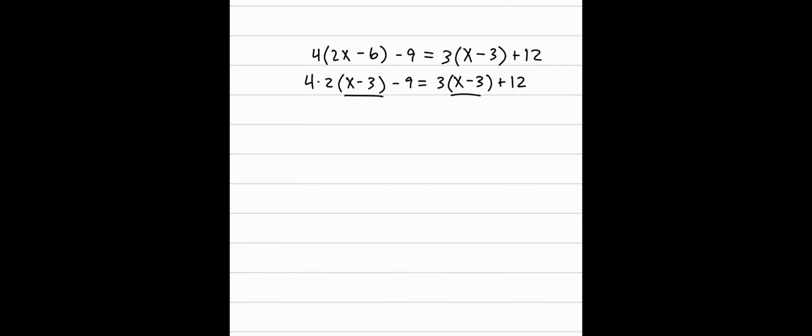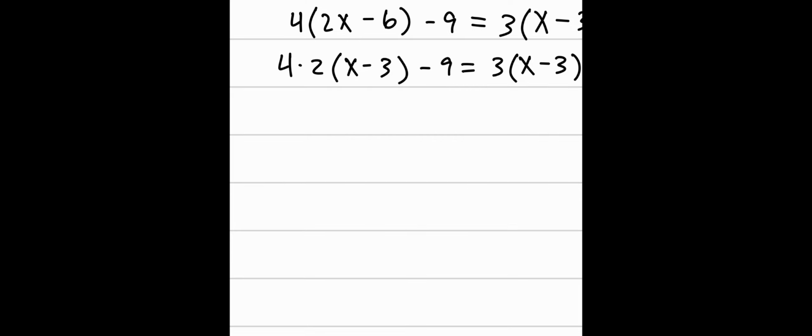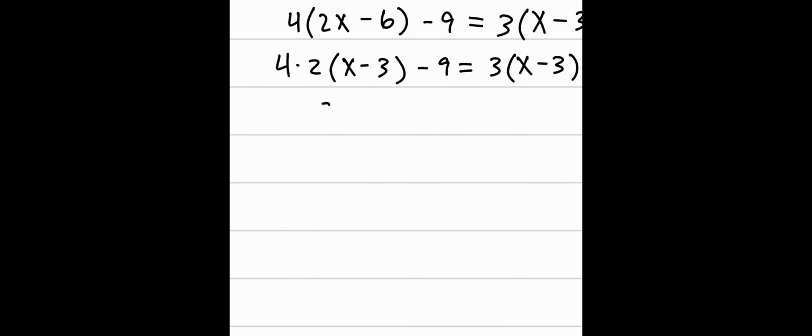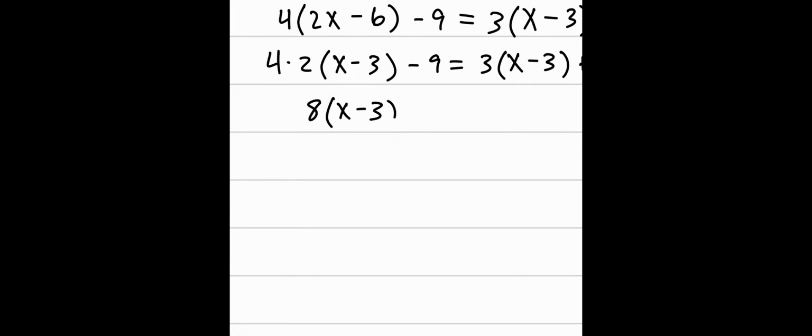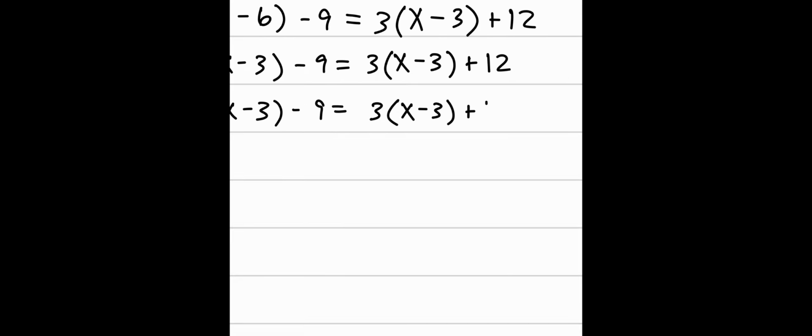I should treat this as one term, x minus 3. So now what I'll do is first multiply this 4 times 2. So 4 times 2 is 8, so I have 8 times x minus 3 minus 9 equals 3 times x minus 3 plus 12.